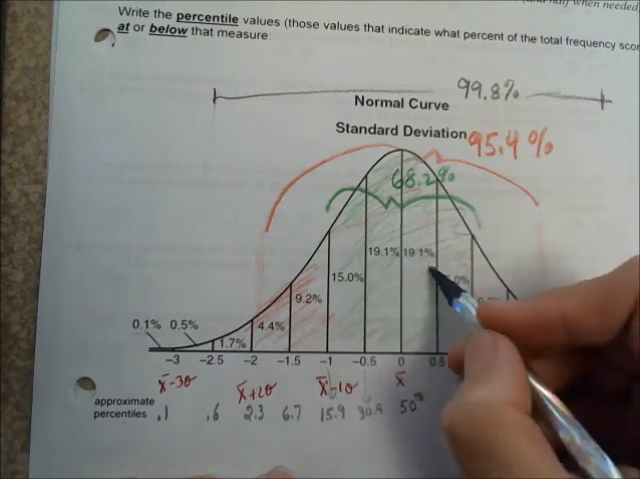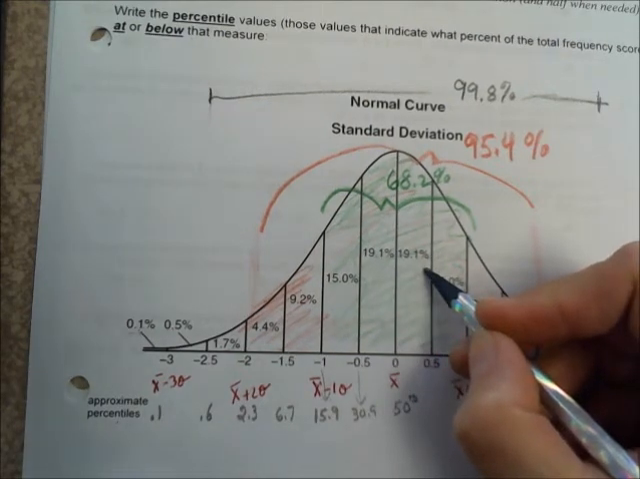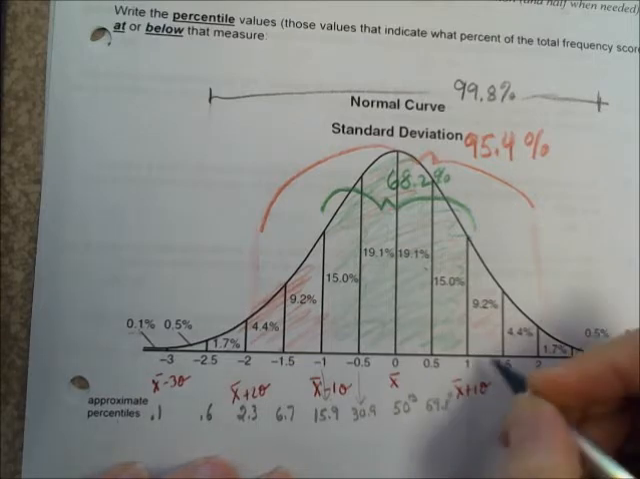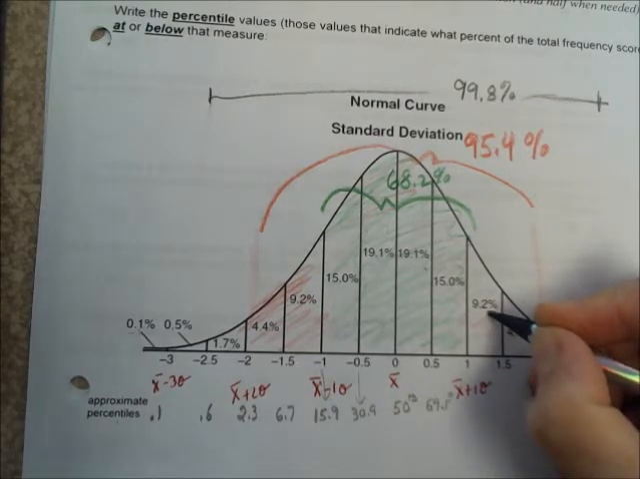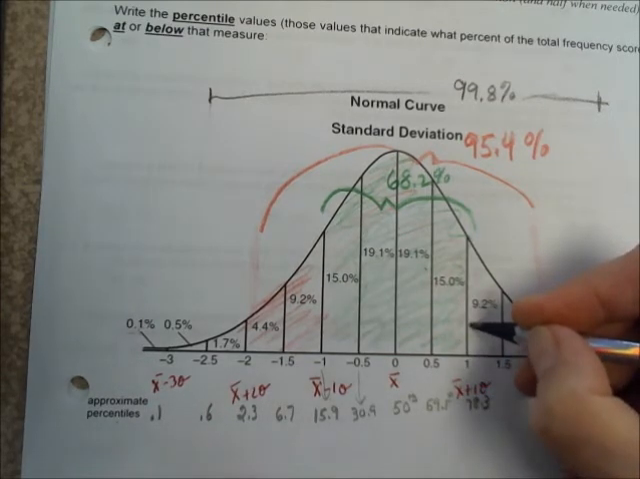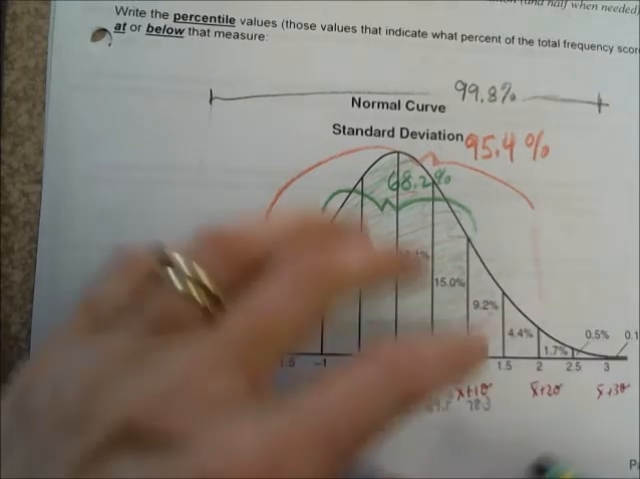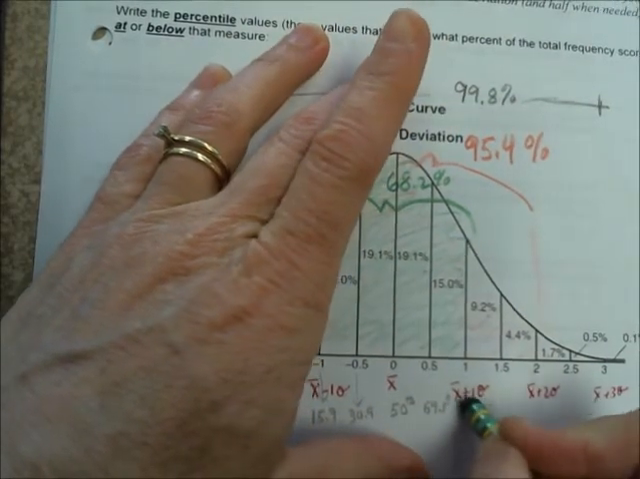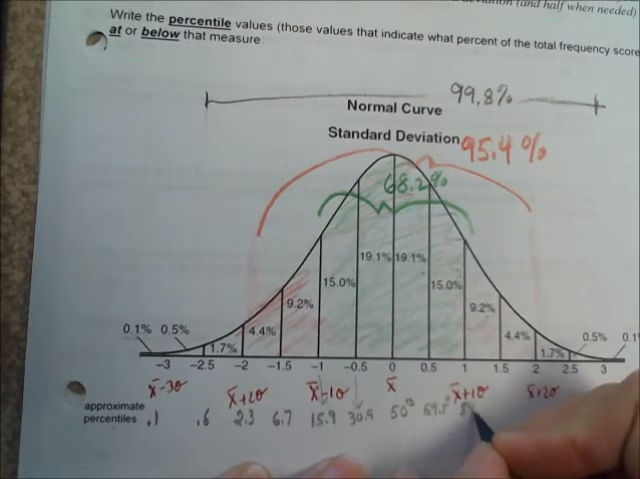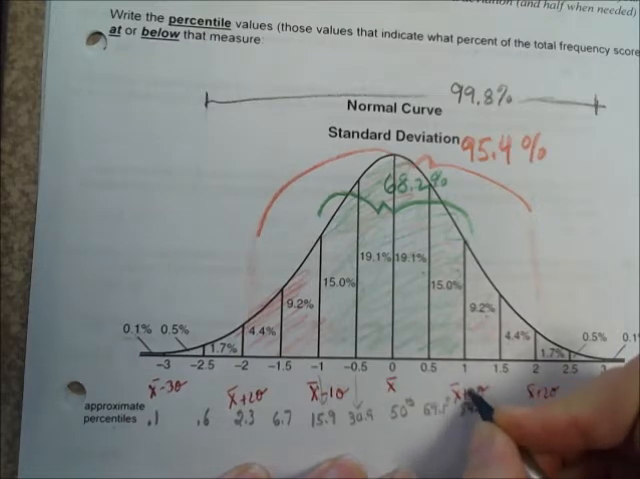And now we're just going to continue to add these percentages beyond the 50th. So if you add another 19.1 to that, you'll be at the 69.1st percentile. Adding 9.2 to that, you'll be at the 78.3 percentile. Oops, I made a mistake. Good thing I write in pencil, because we were supposed to add 15. Will be at the 84.1st percentile for 1 standard deviation above.